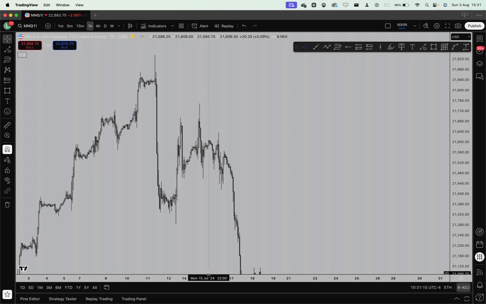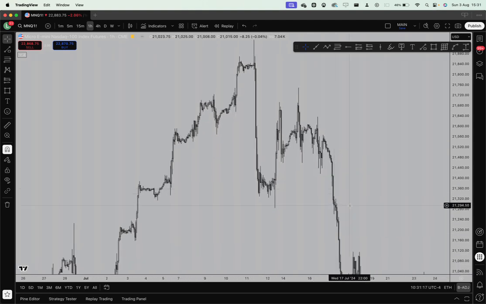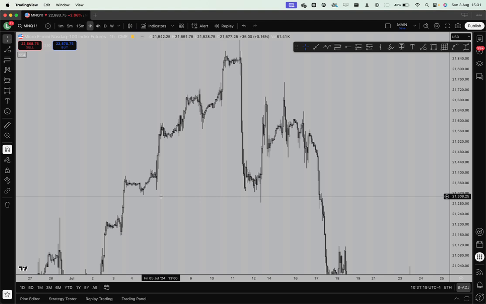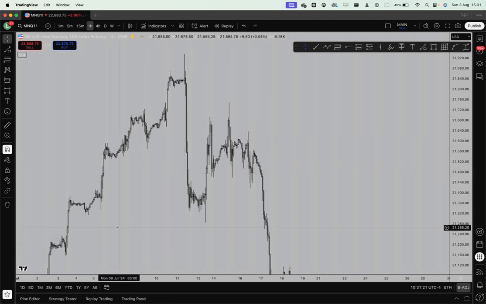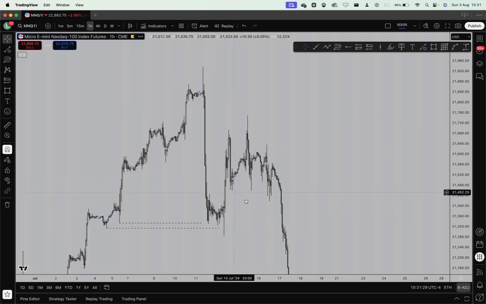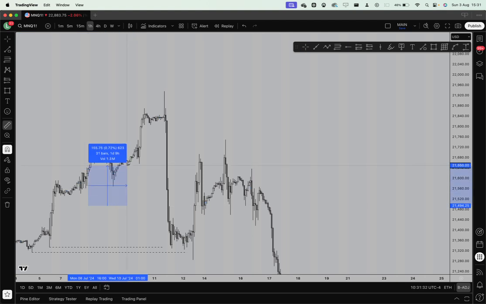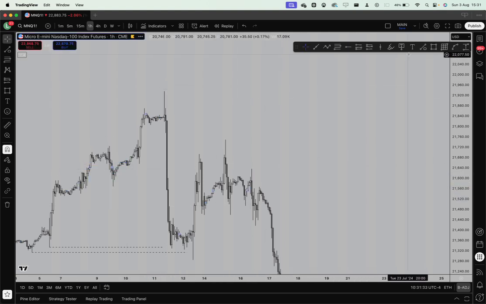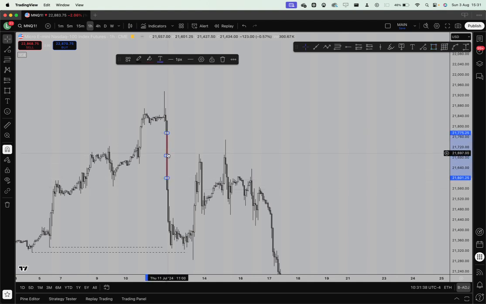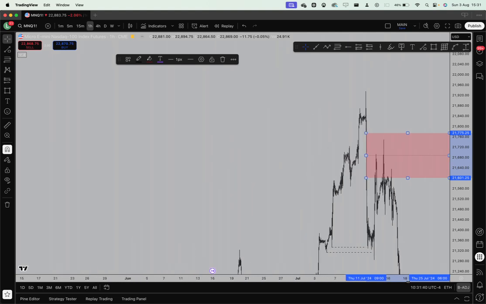So let's see here. Okay, so we sweep this level of liquidity here. We sweep 2 levels of liquidity actually. 1, 2. So we sweep those 2 levels of liquidity and also this internal range of liquidity here. Let's mark out the first fair value gap. I'm going to drag this puppy out.